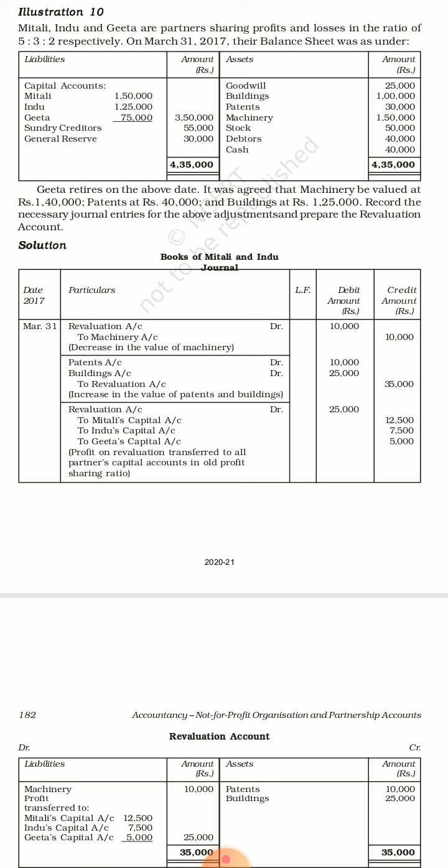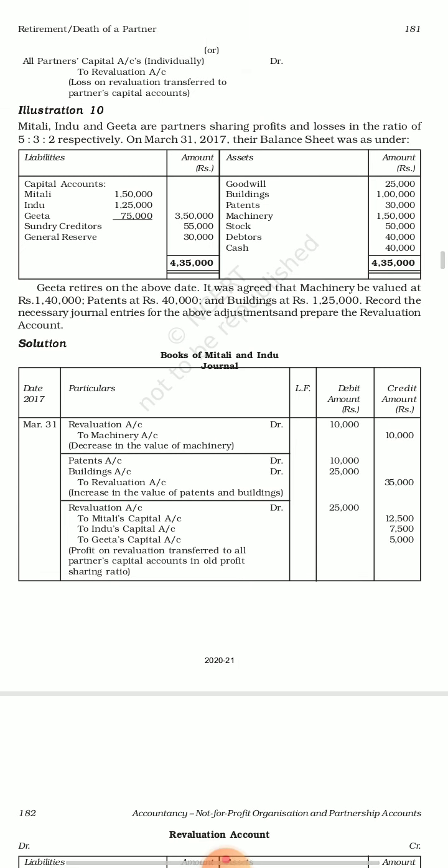Now they have given patents value also. Patent value is 40,000. Go back to the balance sheet and locate the value of patent. It is given 30,000 and now below it is given 40,000. So the value of patent is increased or decreased? It is increased. Increased means profit. So revaluation account will be credited. Now see the journal entry. Patent account debit and one more is there.